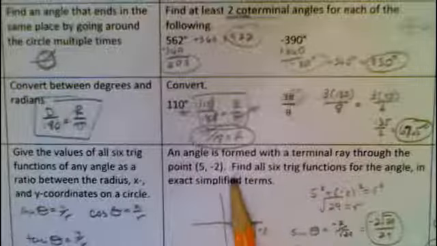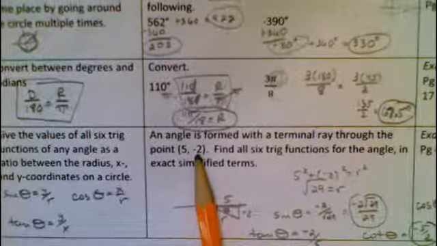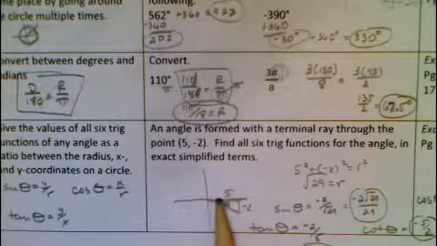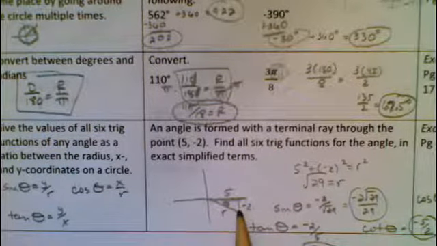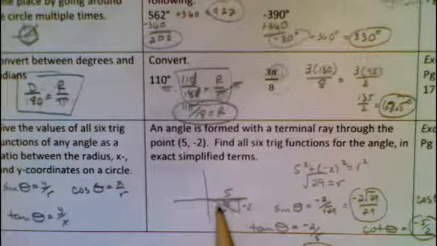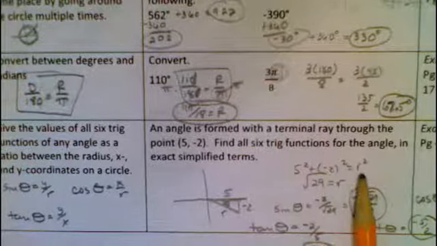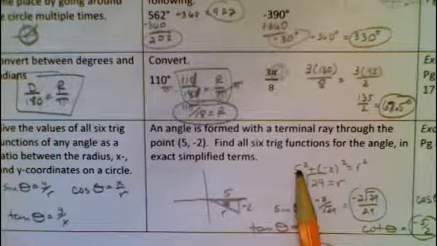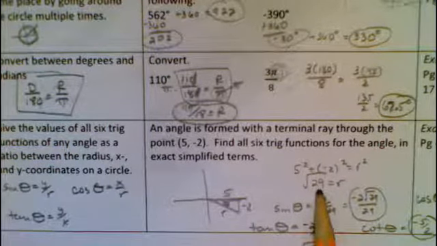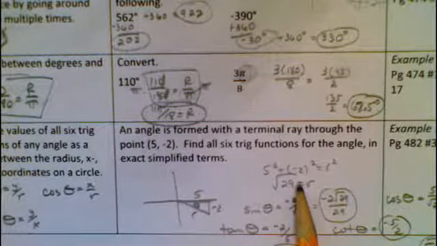So what they will give you is an ordered pair. They'll say there's a point (5, -2) that the terminal side is on. So if I go 5 over and 2 down, I know that this terminal side contains that point. So my x value is 5, my y value is -2. I need to use the Pythagorean theorem to find the radius. So 5 squared plus -2 squared equals r squared. 25 plus 4 is 29, so r is the square root of 29. I can't simplify that. Sometimes you can, sometimes you can't. So if I can't, I just leave it as the square root of 29.